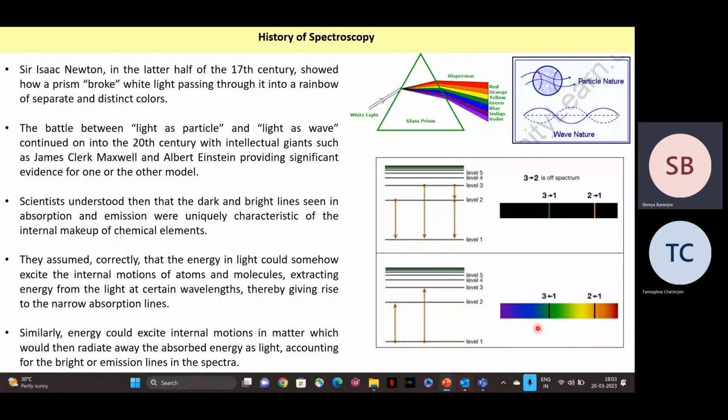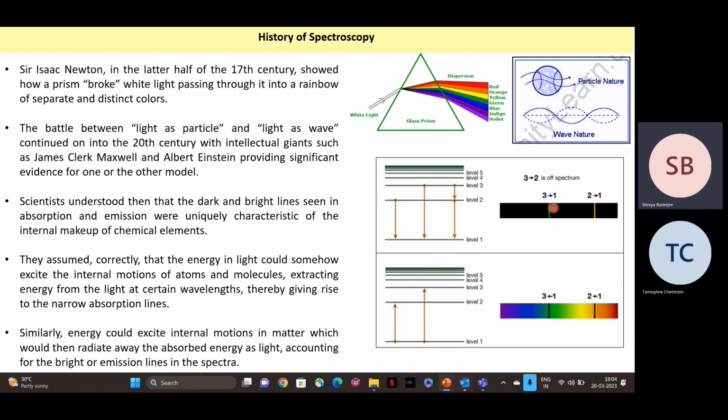That particular radiation is absorbed, so it will be absent from the spectra. So suppose white light passes through the substance, two particular wavelengths are absorbed. Those two particular wavelengths are absent in the spectra since they are absorbed, and they appear as the dark lines. So here the dark lines correspond to the 3 to 1, which is level 3 to level 1, and 2 to 1, which is level 2 to level 1 absorptions. Because these two particular wavelengths are absorbed, they appear in the spectra as dark lines, and this is an absorption spectra.